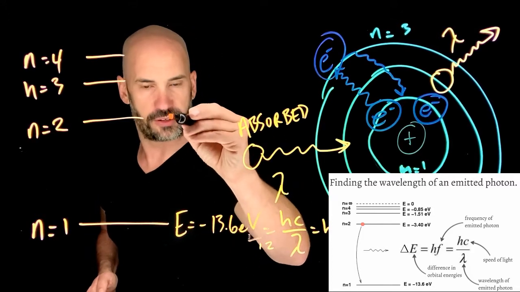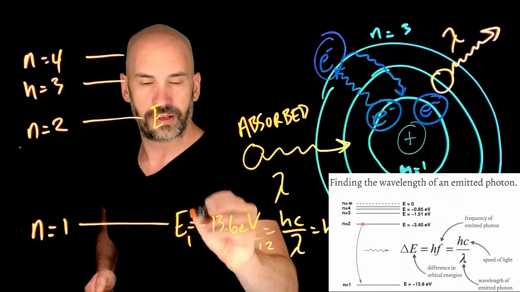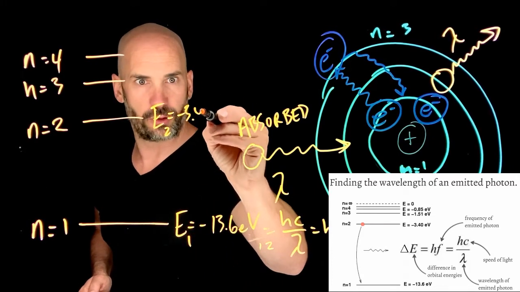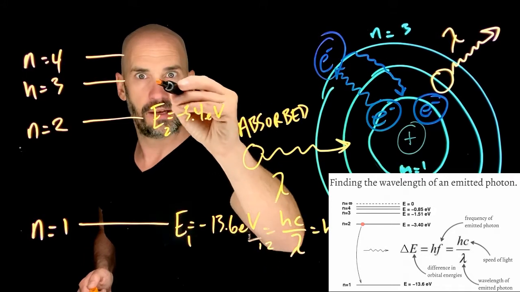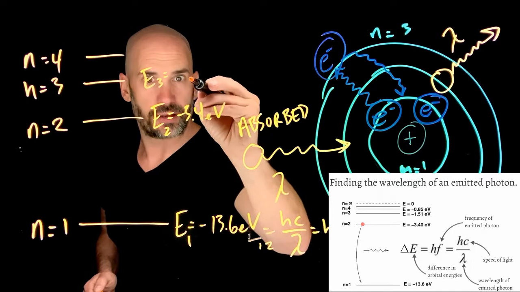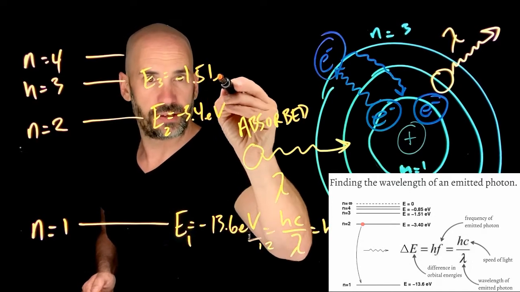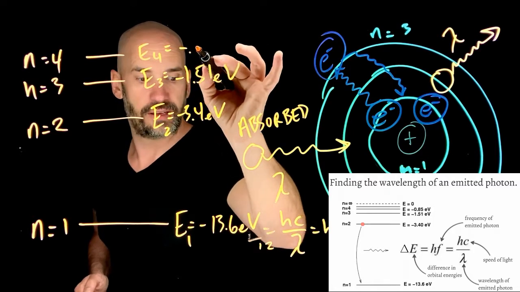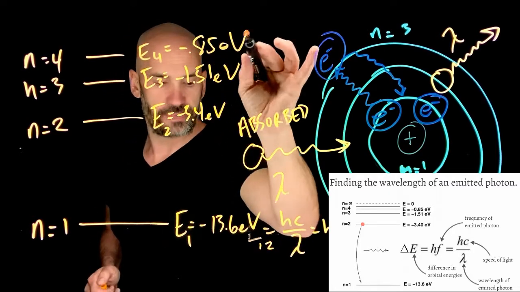This energy level here, we'll call this E1, this is E2. This one is equal to negative 3.4 eV, and E3 is equal to negative 1.51 eV, and E4 is equal to negative 0.85 eV.